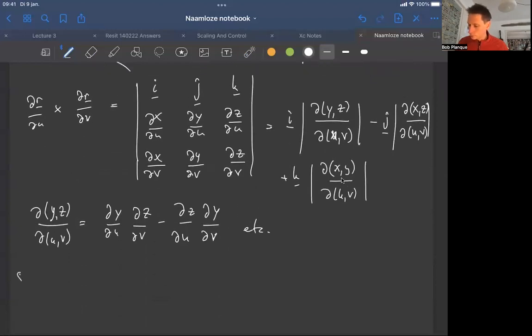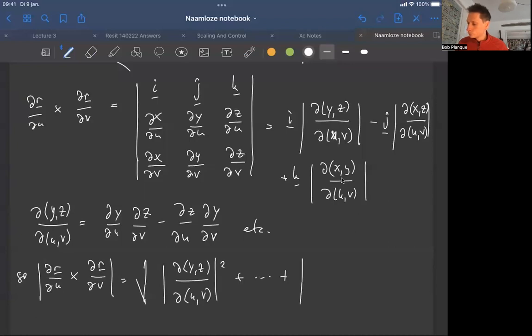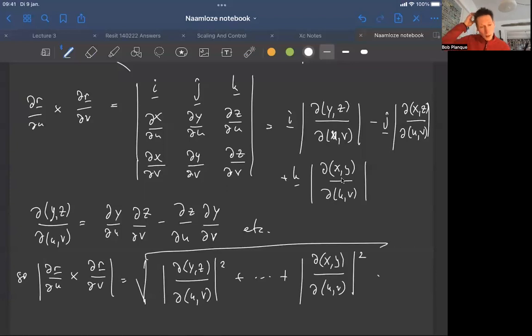And so then the length of this cross product is the sum of squares and then taking the square root. And you just hope that this term, which has to enter in your integral, doesn't mess up the idea of integration, because of course these are very big terms often.